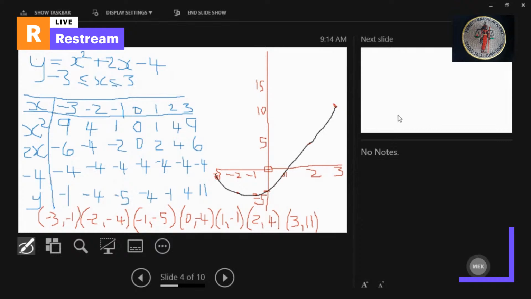And that's my parabola or part thereof. Now I'm going to, as usual, write the function. So that would be y is equal to x squared plus 2x minus 4. And that is our quadratic.